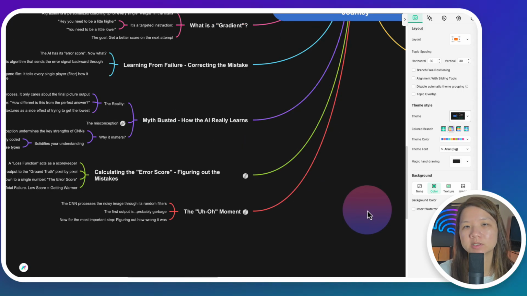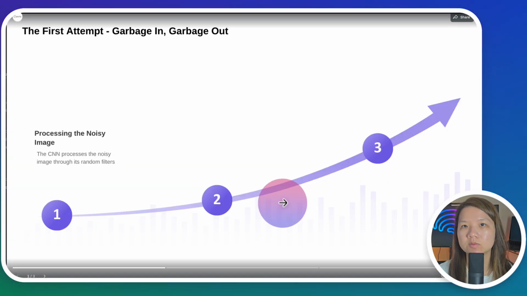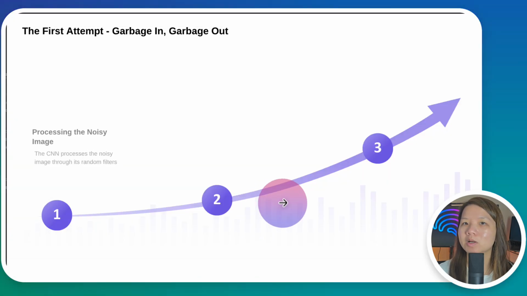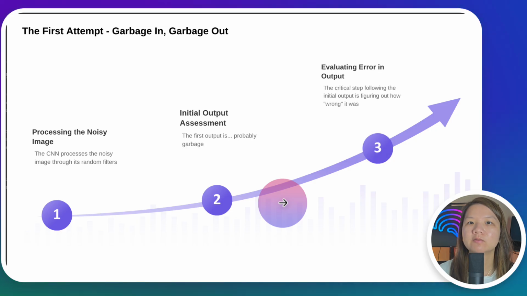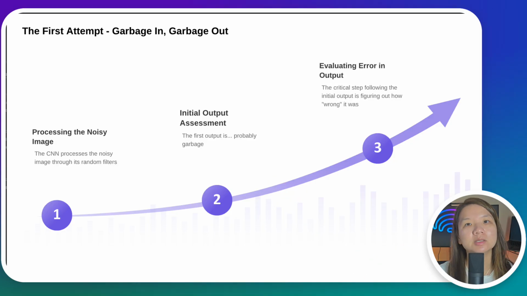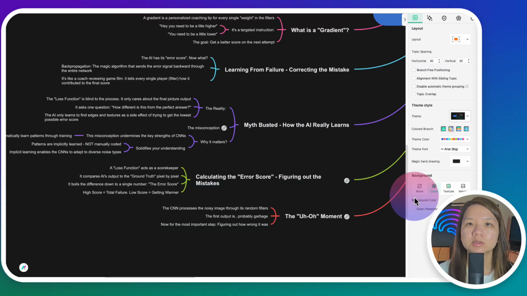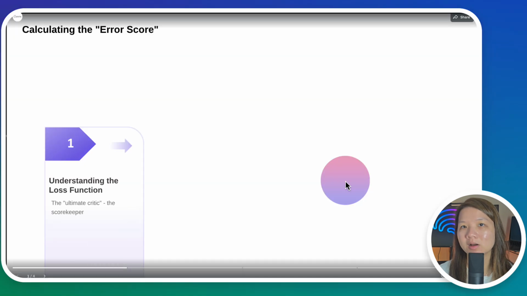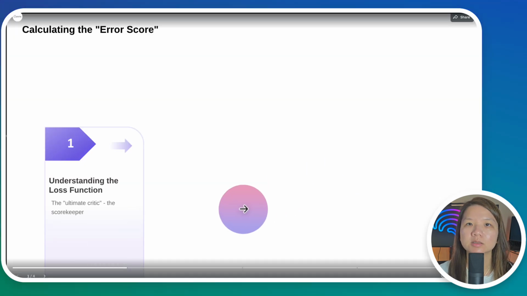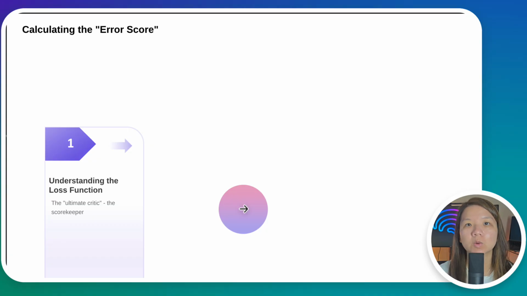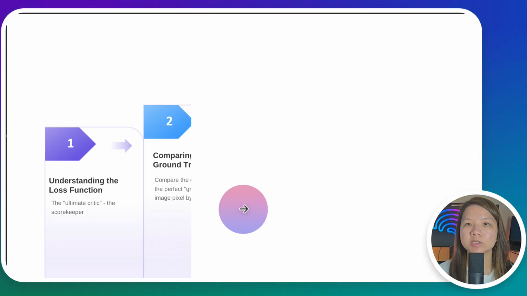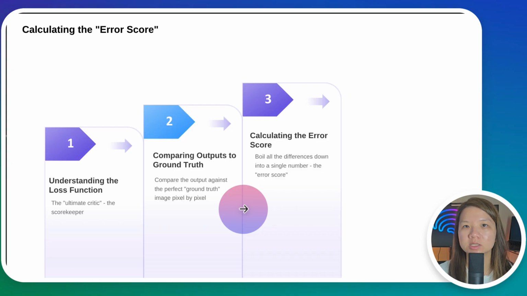So the AI takes its first guess. It shoves that noisy image through all its random filters and spits out, well, probably garbage at this point. Now comes the single most important step: figuring out just how wrong it was. This is its uh-oh moment. This is handled by a clever bit of math called a loss function. You can think of it as the ultimate critic, or a scorekeeper. It takes the AI's garbage output, compares it pixel by pixel against that perfect ground truth image, and boils all of the difference down into a single number, the error score.